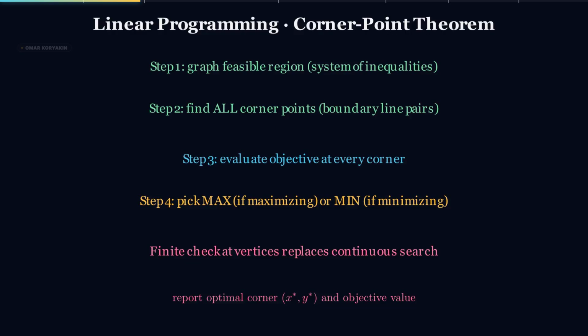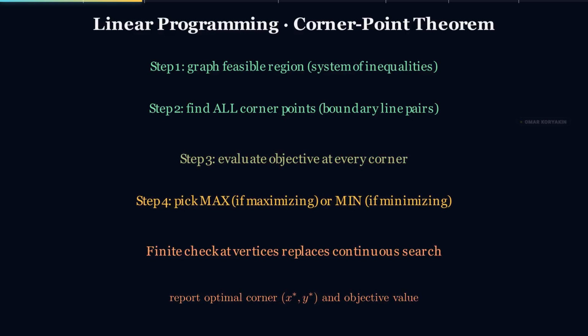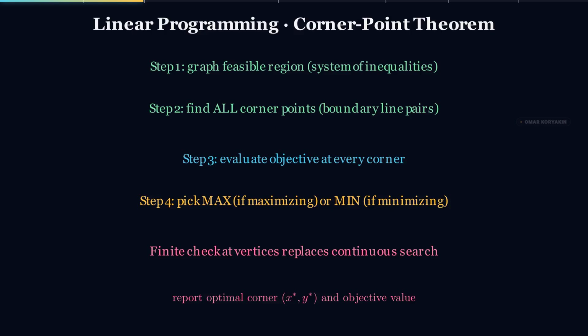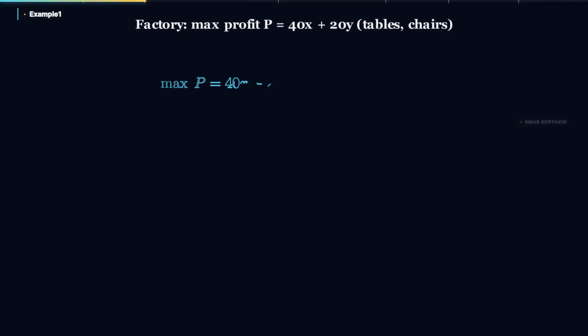Step 4 is select the optimum value, the largest if maximizing, the smallest if minimizing. Report the optimal corner and the optimal objective value as the answer. Here is the worked example.